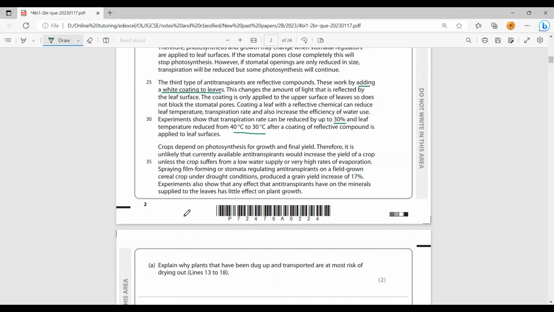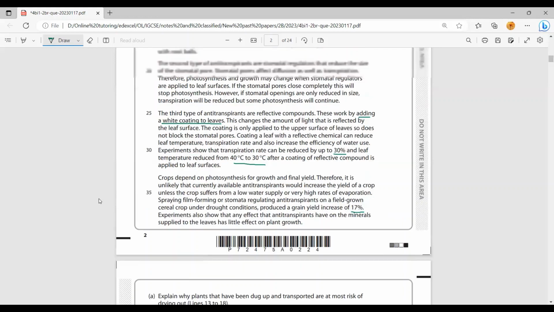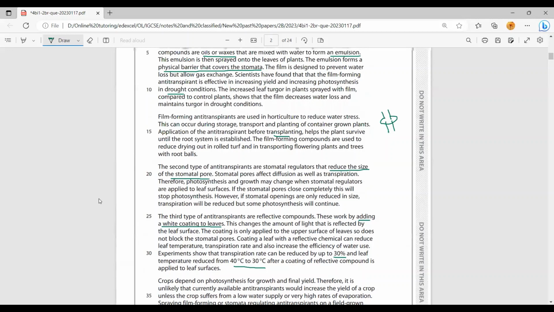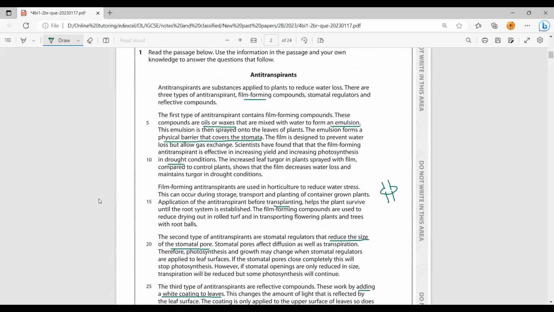Spraying film forming or stomata regulating transpirants on a field-grown cereal crop under drought conditions produced a grain yield increase of 17%. Experiments also show that any effect that anti-transpirants have on the minerals supplied to the leaves has little effect on plant growth. طبعا الموضوع غريب شوية لكن الquestions بعد كده جاية عادية ما فيهاش أي مشكلة.